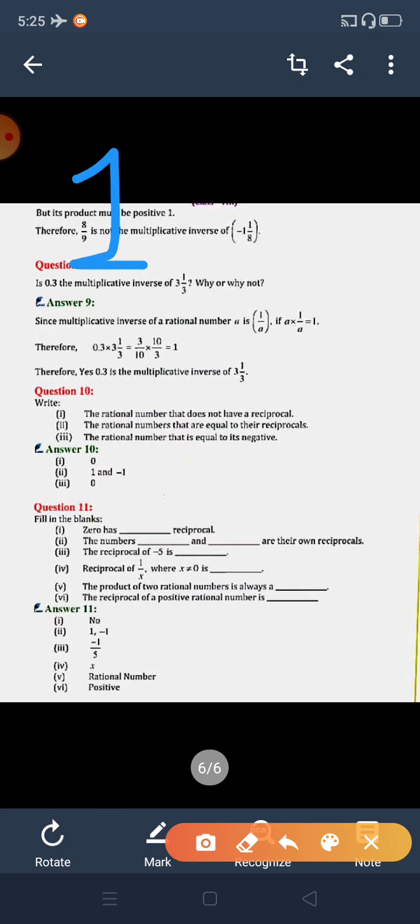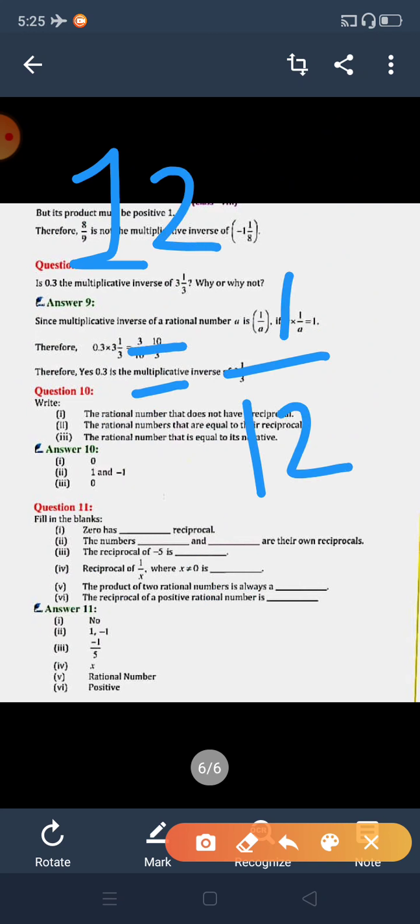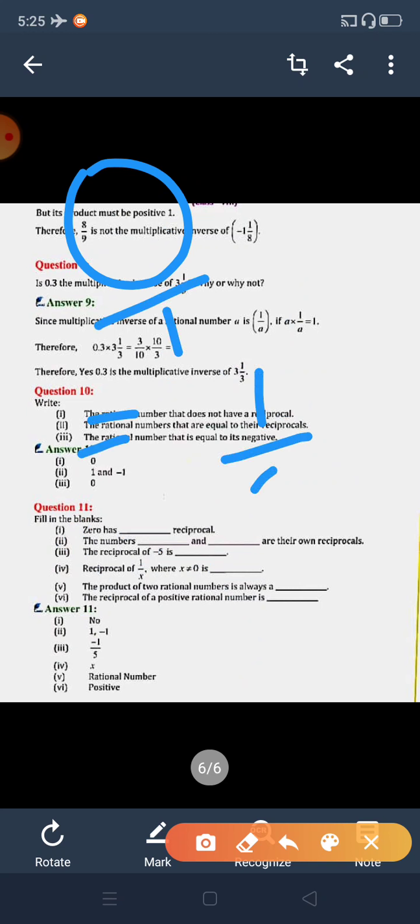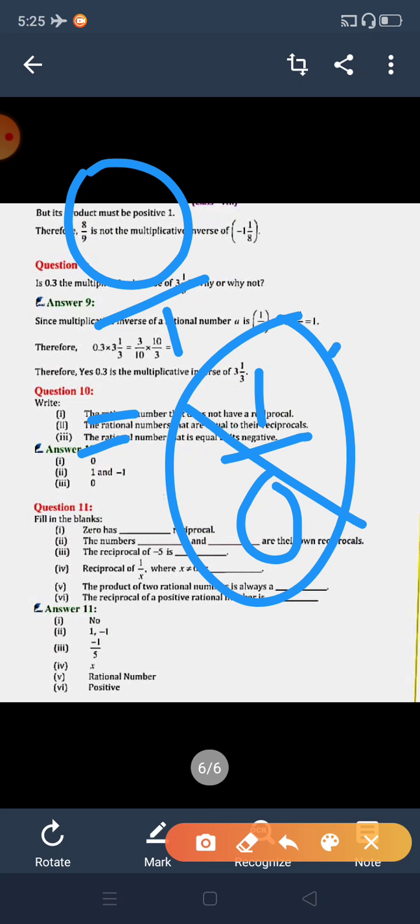Now the 10th question is, write the rational number that doesn't have a reciprocal. For example, the reciprocal of 12 is 1 by 12. The reciprocal of 1 we can write as 1 by 1. The reciprocal of 2 is 1 by 2. But the rational number which doesn't have a reciprocal is 0, because this is 0 by 1, we can't write 1 by 0, this is not defined. So 0 doesn't have a reciprocal.